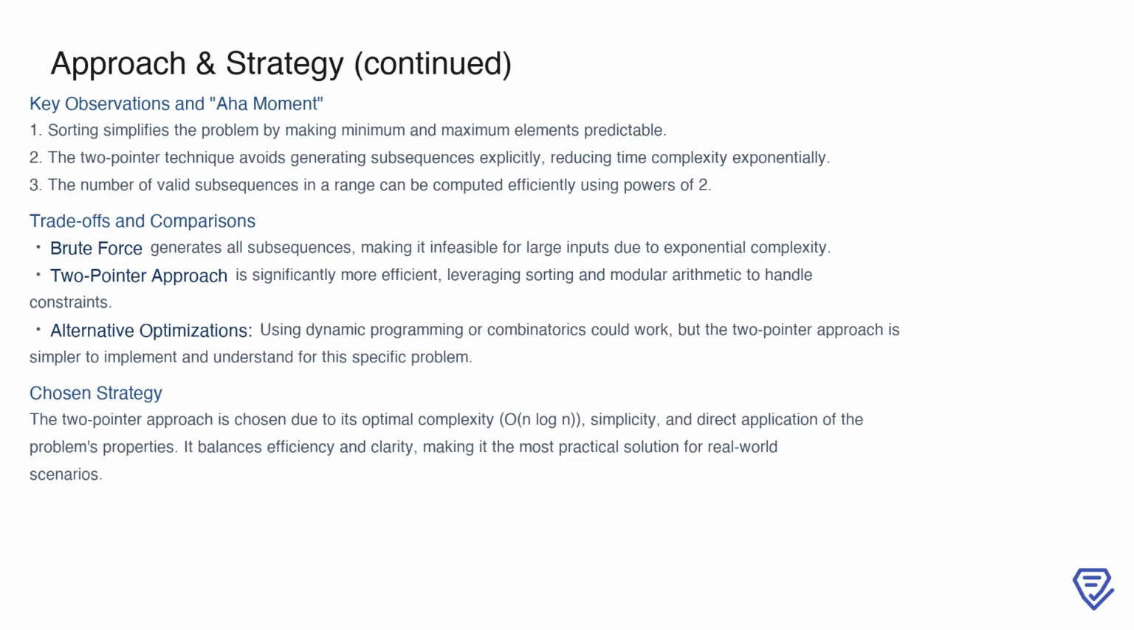Comparing our strategies, the brute force approach becomes infeasible for larger inputs due to its exponential complexity, while the two-pointer method is far more efficient and simpler to implement. Alternative methods, like dynamic programming or combinatorics, might also be considered, but the two-pointer approach is particularly well suited for this problem due to its clarity and efficiency. Ultimately, the two-pointer strategy stands out as the chosen method because it achieves an optimal balance of time complexity at O(n log n), simplicity in implementation, and practical application to the problem's constraints.